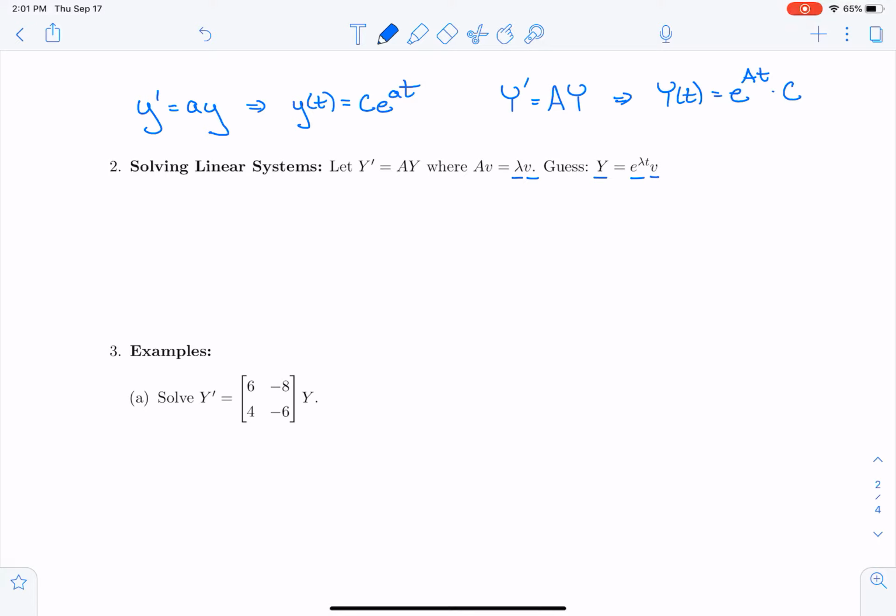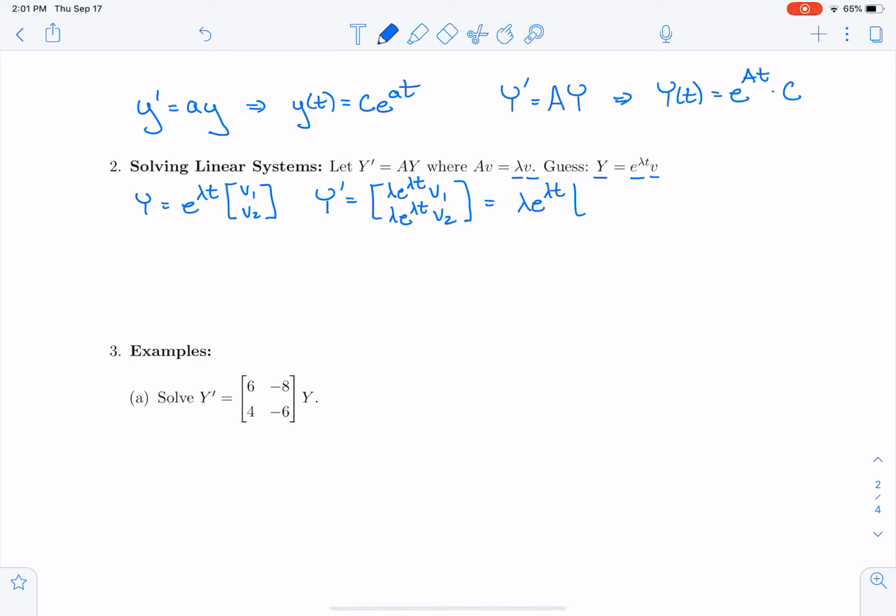So first, let's note that capital Y, if it's e to the lambda t times v, that's really e to the lambda t times a vector. We'll call that vector v1, v2. And so Y prime, in this case, is going to be lambda e to the lambda t v1 and then lambda e to the lambda t v2, because v1 and v2 are just constants. And I've multiplied this vector by the scalar e to the lambda t. We can write that as lambda e to the lambda t times the vector v1, v2. We can think about that as being just lambda e to the lambda t times my eigenvector v.